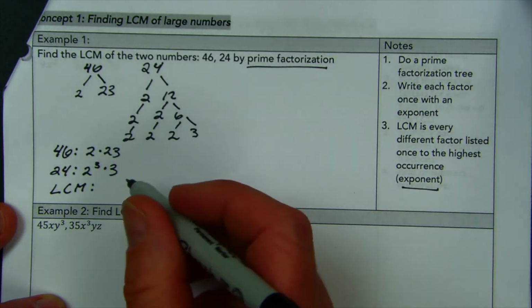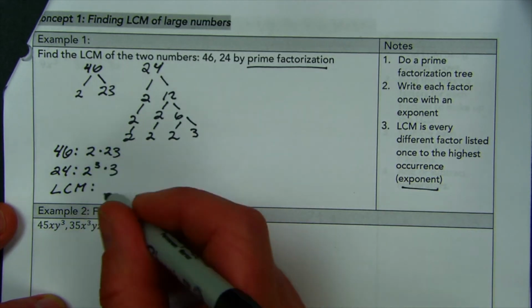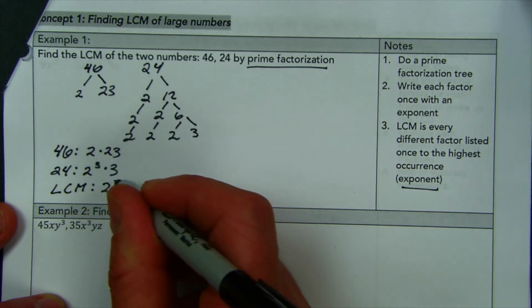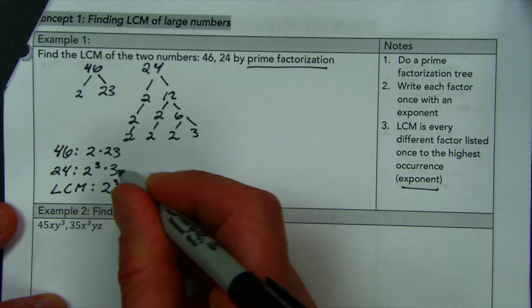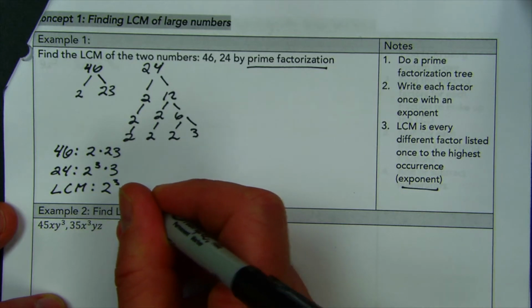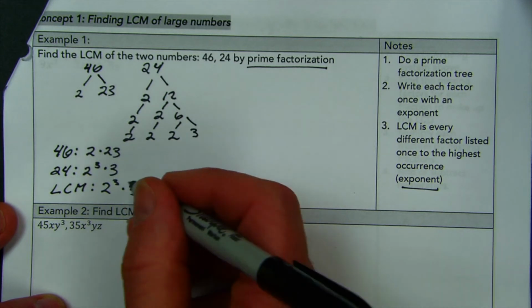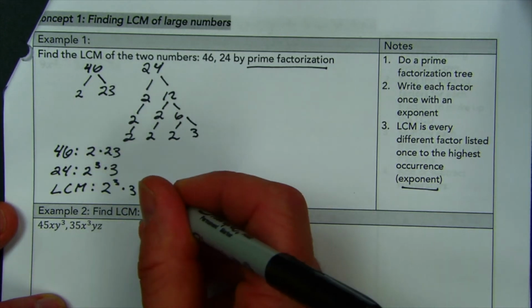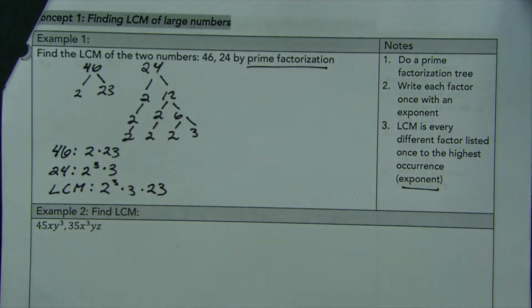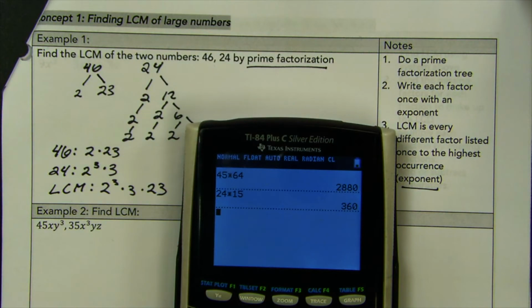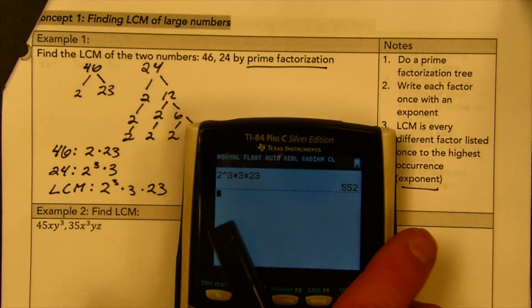Okay, so my least common multiple is every factor listed once. So do I have a 2? Yes, I do. 2 to the what power? What's the highest? Cubed. Okay, what else I got? I got a 3. So 3, and there's not a 3 here, but I'm going to list the 3 anyway. 3 to the first power, and the other factor I have is 23. All right, and if I multiply that all together, it looks like my LCM is 2 cubed times 3 times 23, and it is 552.